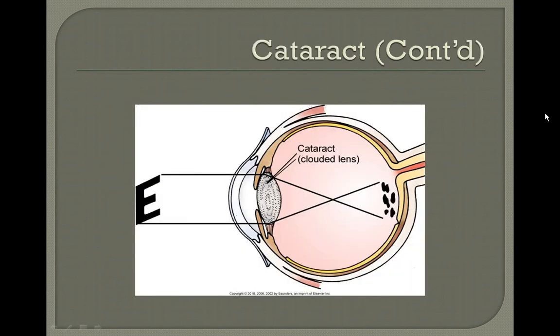This is just a picture showing you where the opacities have occurred on this lens. If you note here, you see all of these little black spots. These are the opacities that have developed on this once clear lens. Because of those opacities, the person was visualizing an E, but when it hits the retina, all you see are little spots because you have these opacities on the lens that are distorting the image.